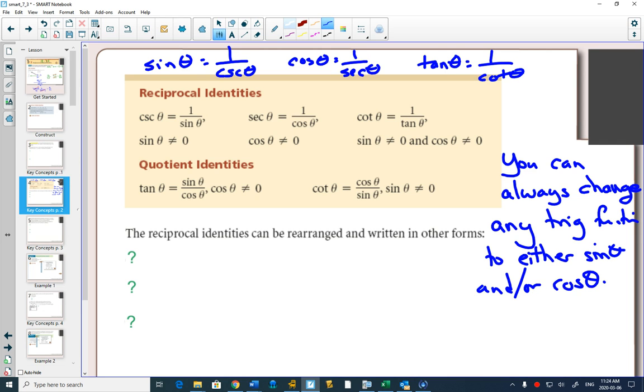And if you look at all of them, you can always change any trig function to a sine theta or cos theta or a combination of them. Pick one. You pick cotangent, you can change cotangent to cos theta over sine theta. Pick tangent, it's sine theta over cos theta. Pick secant, it's 1 over cos theta. Pick cosecant, it's 1 over sine theta. So if you have an equation with a lot of different trig functions, you can always reduce it to just sine theta and cos theta if you want to. That's going to come up as a major strategy for proving identities, which is what we're going to be looking at today.